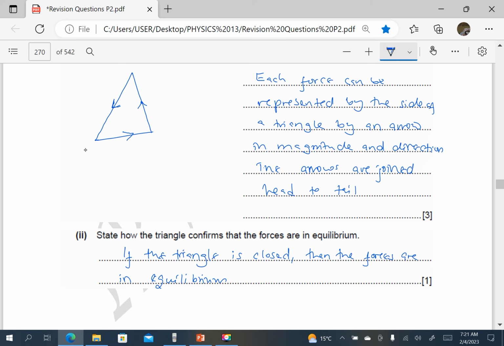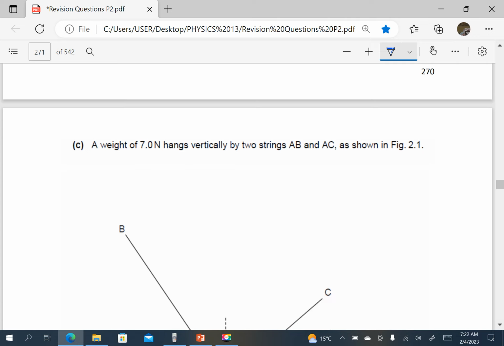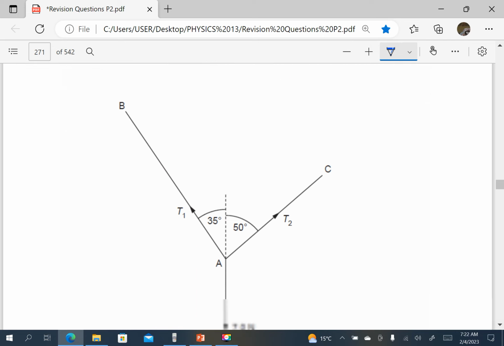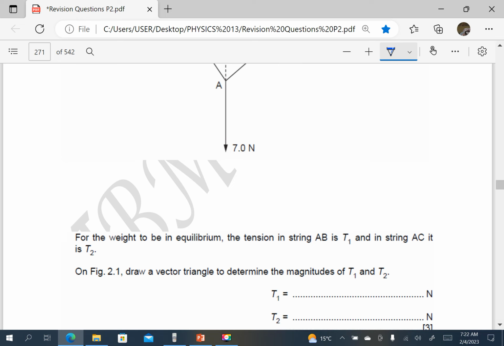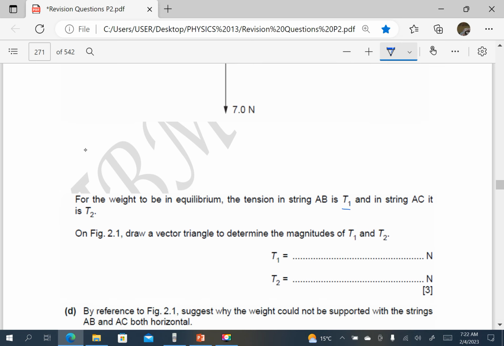So imagine if you are drawing three vectors to scale and they form a closed triangle after joining them head to tail. Then it means they are acting on a body that is in equilibrium. A weight of 7.0 newtons hangs vertically by two strings AB and AC as shown in the figure. For the weight to be in equilibrium, the tension in AB is T1 and in string AC is T2. On the figure, draw a vector triangle to determine magnitudes T1 and T2.